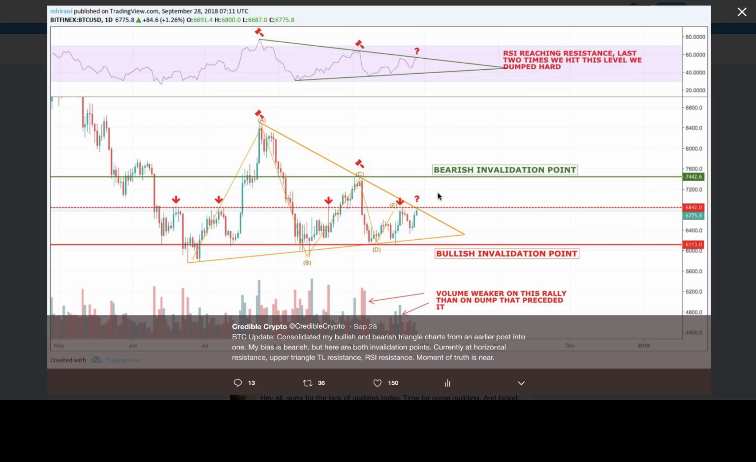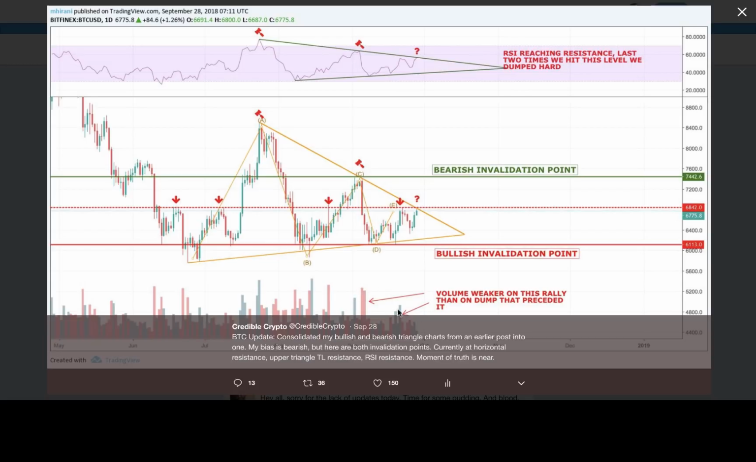So in this case, I was very bearish at this point because not only had we hit that historical level of resistance and failed to break through, we had also hit the top of our RSI resistance, and as you can see, volume on this prior dump was greater than the volume on the rise that followed after. Now, one thing to keep in mind is generally in triangle formations, as we reach closer to the apex, the volume does tend to decline.